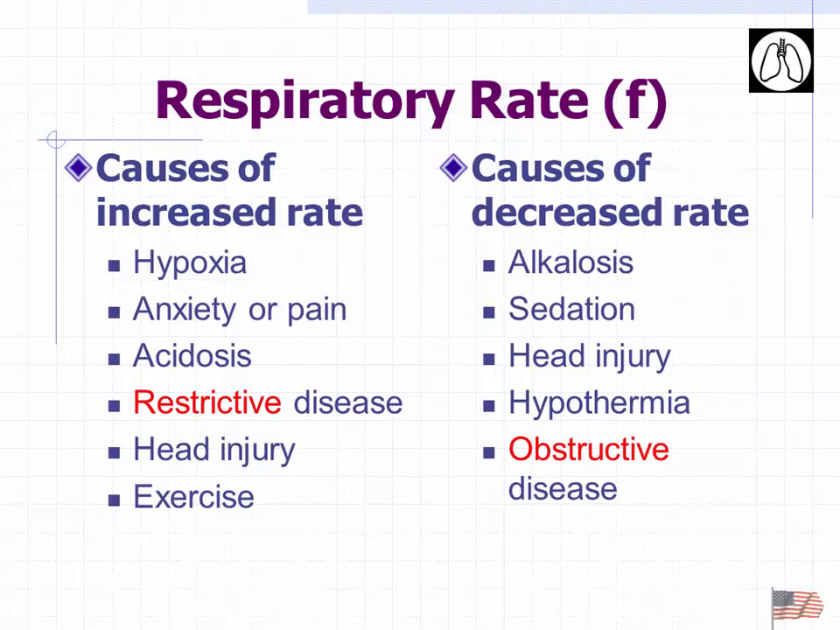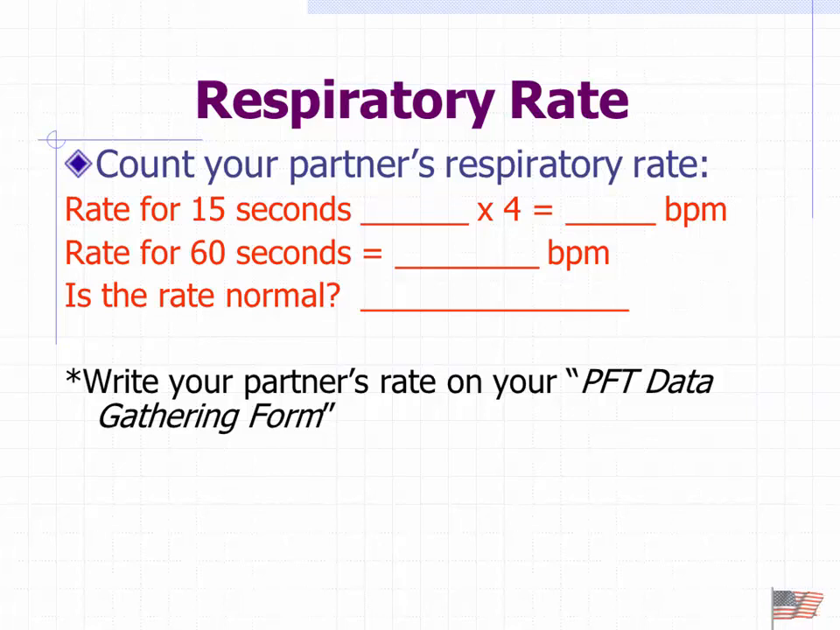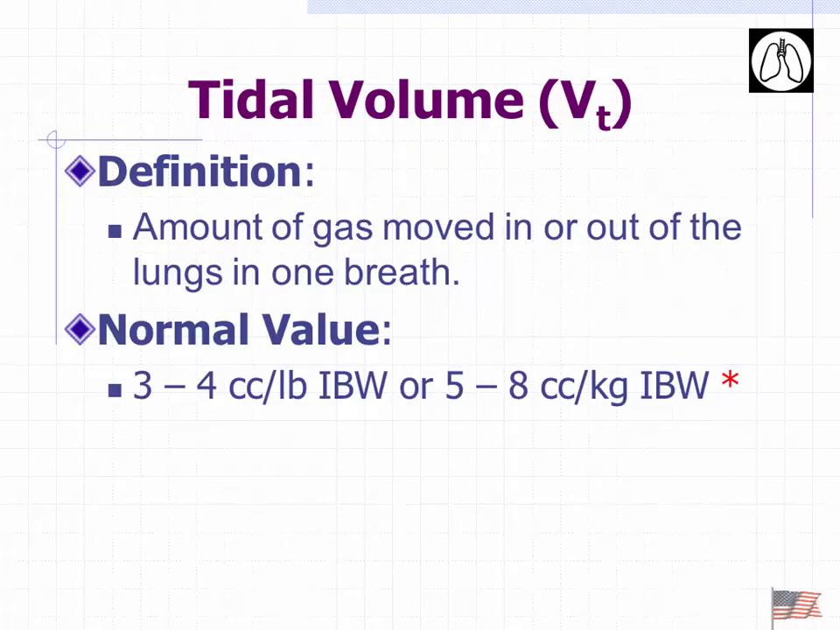Notice that head injury is on both lists. It can trigger hyperventilation, it can trigger hypoventilation. Tidal volume, we know, is about the amount of air that we're moving in or out, and we're going to use the value of 5 to 8 mLs per kilogram of ideal body weight as the average, or what the normal tidal volume range is.